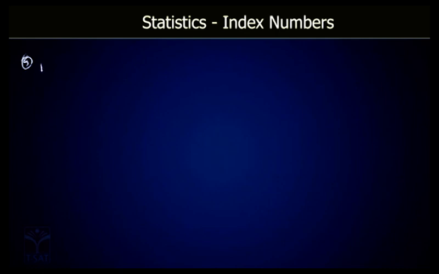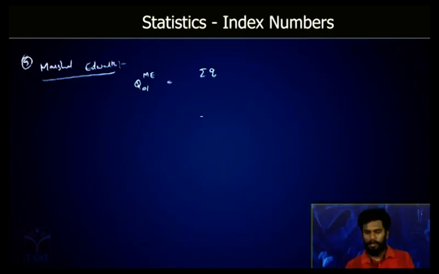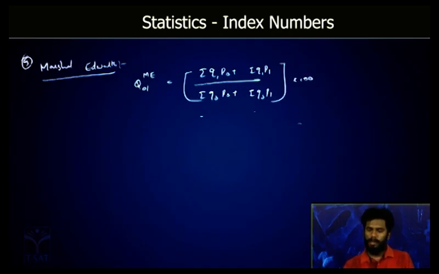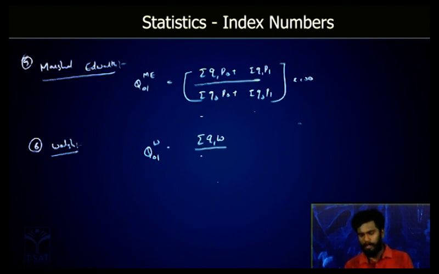Fifth one, Marshall-Edgeworth quantity index number. It is denoted by Q01 ME, and it is given by summation Q1 P0 plus summation Q1 P1 divided by summation Q0 P0 plus summation Q0 P1 into 100. Sixth one, Walsh quantity index number. It is denoted by Q01 W. It is given by summation Q1 W by summation Q0 W, where this W is given by under root P0 into P1.